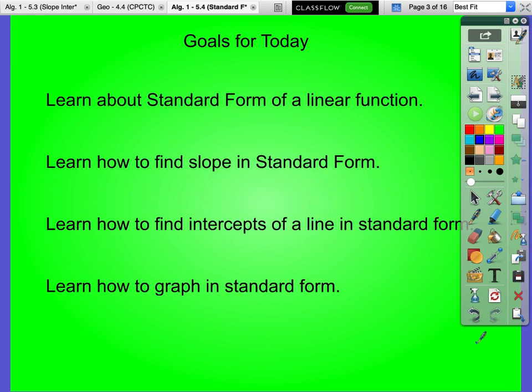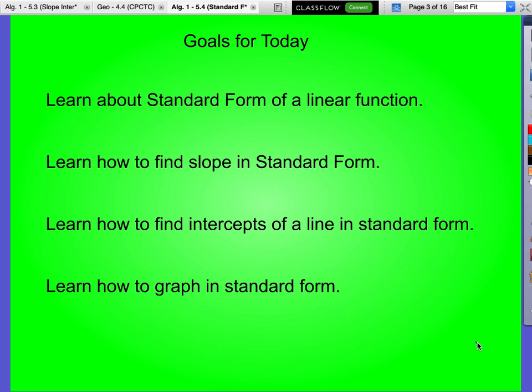Hey, boys, stop! Goals for this lesson! Learning about standard form of a linear function, learn how to find a slope in the standard form, learn how to find intercepts of a line in standard form, learn how to graph the standard form. So to learn these things, standard form is another form that we have for our linear equations. We have slope intercept form, we also have standard form. I would say that slope intercept form is usually more helpful for us for most things. Standard form can be really helpful for us for this third point right here, learning how to find intercepts.